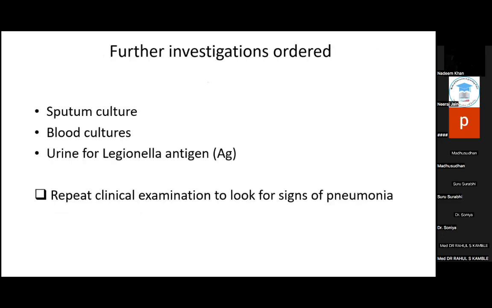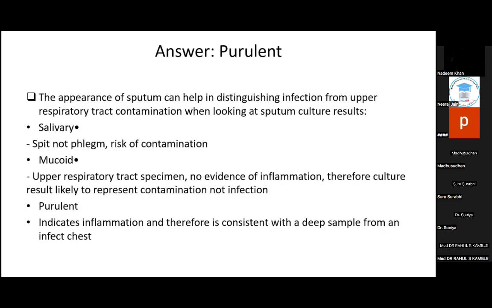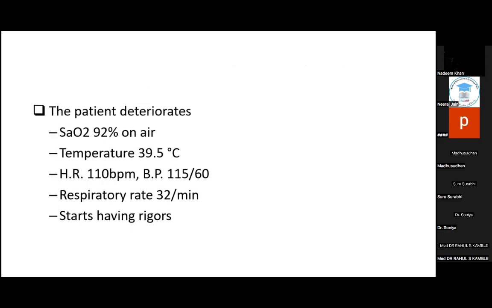Then we did sputum culture, blood culture, and urine for Legionella antigen. Which of these appearances is consistent with a diagnosis of pneumonia? The answer is purulent. As we have seen in the very first slide, the appearance of sputum helps in distinguishing infection from contamination. Salivary is a risk of contamination. Mucoid means an upper respiratory specimen. But since it was purulent, it indicated inflammation. Hence, it's consistent with a sample from the chest. Hence, the answer is purulent.